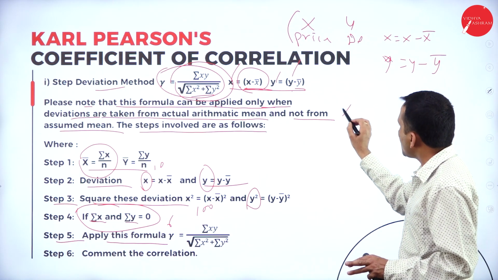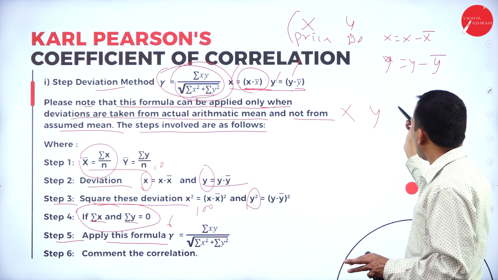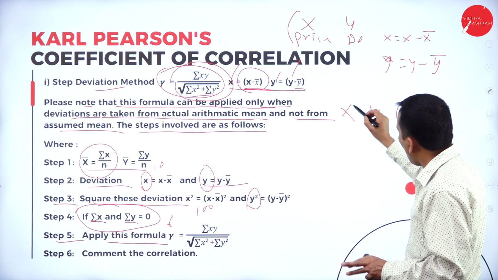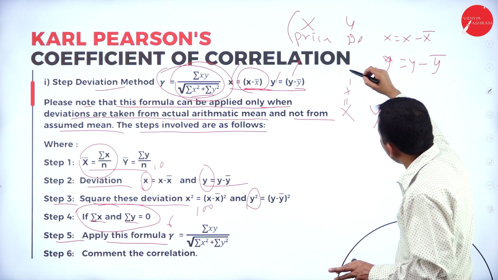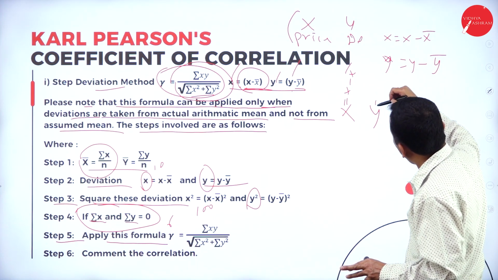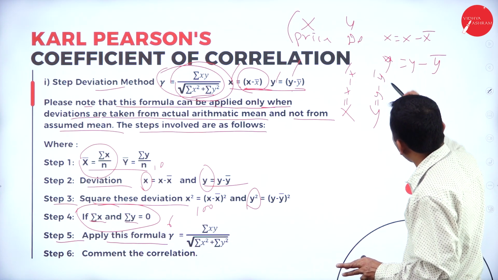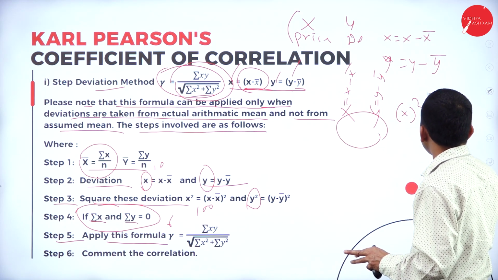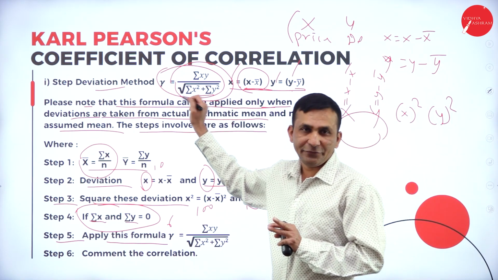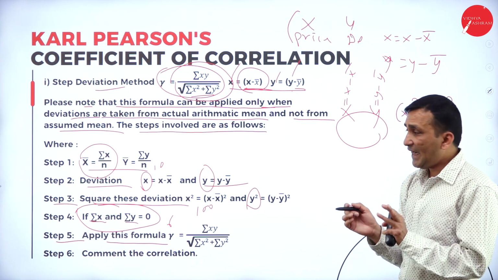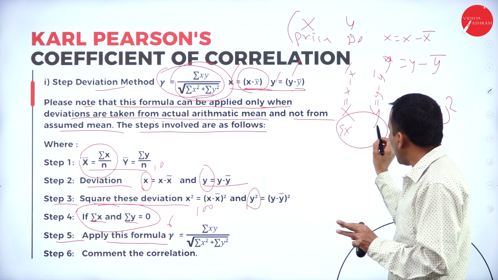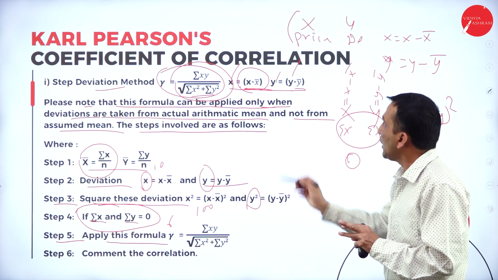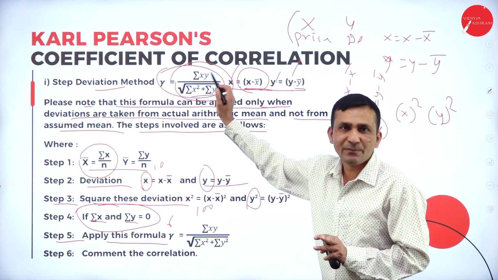So now we have the x value and y value. For the deviation, how are we getting x? x is equal to x minus x bar. How are we getting y? y is equal to y minus y bar. After getting these deviation values, you take the square for the x series and y series, because of the standard deviation. Now you decide: if you take the total of sigma x and sigma y and you are getting 0, then you have decided to take this formula.